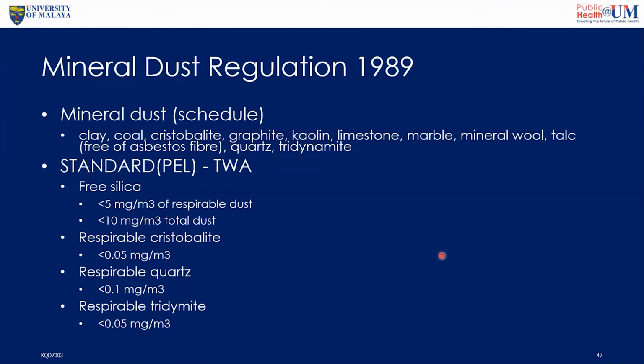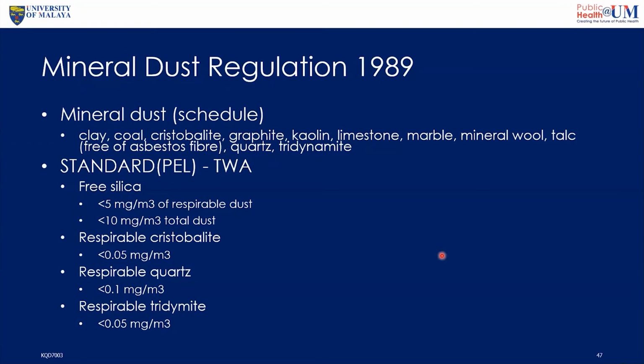Next, we have mineral dust regulation. So what's a mineral dust? Mineral dust is any dust that you can generate from minerals. So we're talking about clay, coal, cristobalite, graphite, kaolin, limestone, marble, mineral wool, talc, quartz, and tridymite. So talc, we basically focus on free of asbestos fiber. There is talc with asbestos fiber, and there is talc without asbestos fiber. This we'll discuss in more detail when we're talking about toxicology. All right. So standard PEL is free silica, respirable cristobalite, respirable quartz, and respirable tridymite.